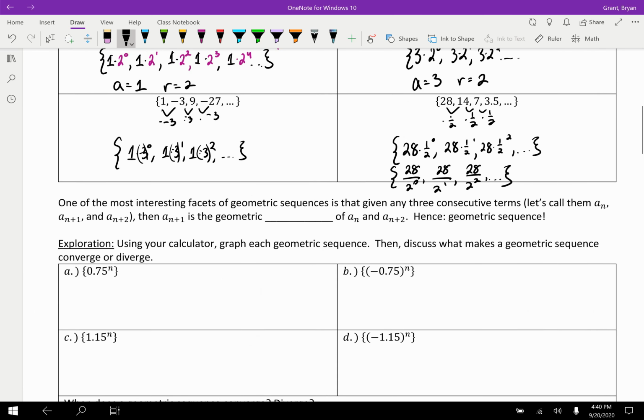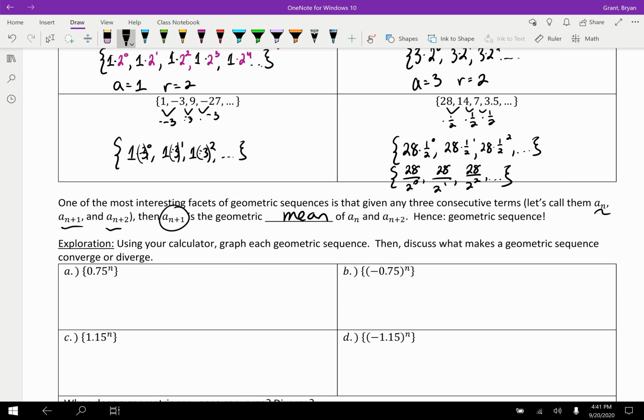As mentioned before, one of the fascinating facets of geometric sequences is that any 3 consecutive terms can make up the geometric mean. So if you have your first term, second term, and third term, then we say a sub n plus 1 is the geometric mean of both of those, right? You multiply them together and then take the square root, and you'll get the value in the middle.